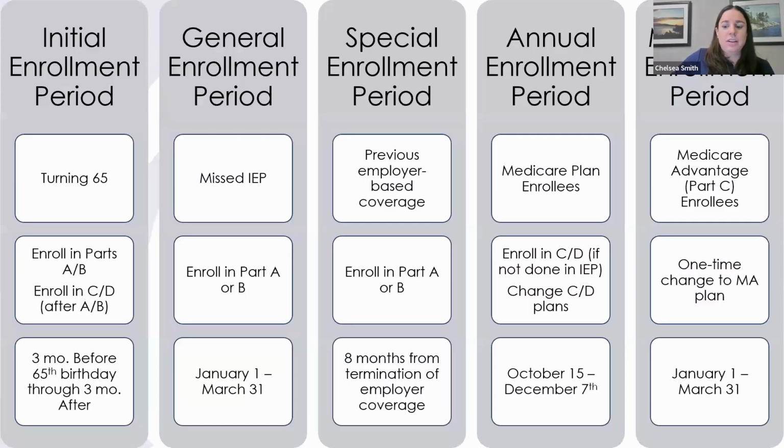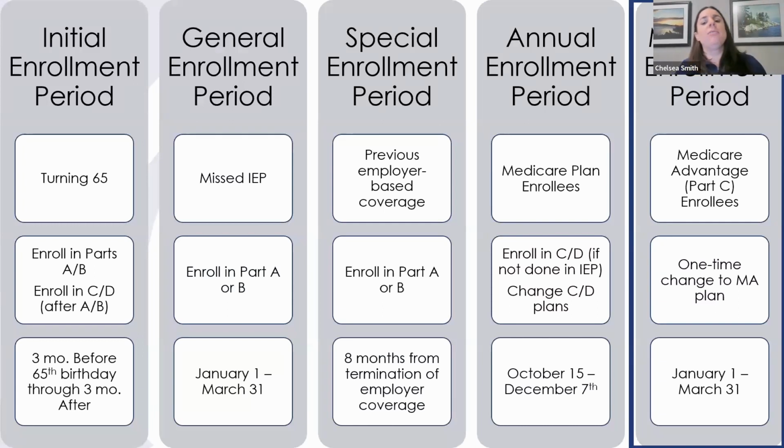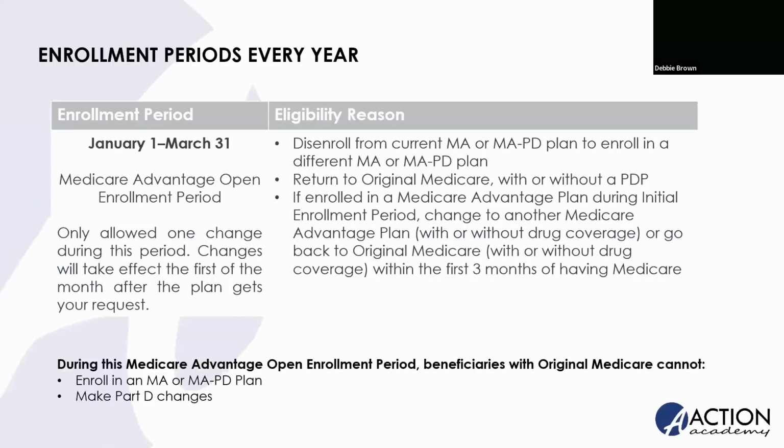Okay, so the next enrollment period we have is the MA open enrollment period. This is where you can enroll in your Part C's and make a one-time plan change. And this also occurs from January 1st through March 31st. So it lines up with that general enrollment period for you. Yeah, and during this period, you can only make like changes to plans. So if you had an MA plan, you can't go to an MAPD. If you have an MAPD, you cannot go to an MA. Those are the main things that you cannot do.